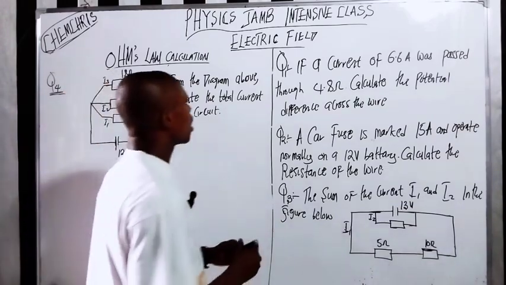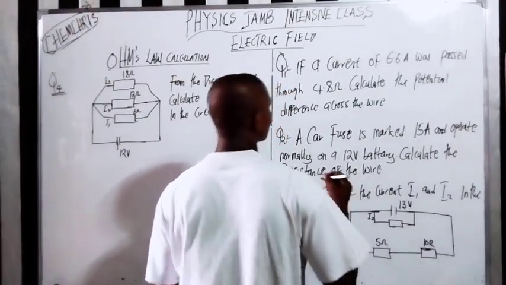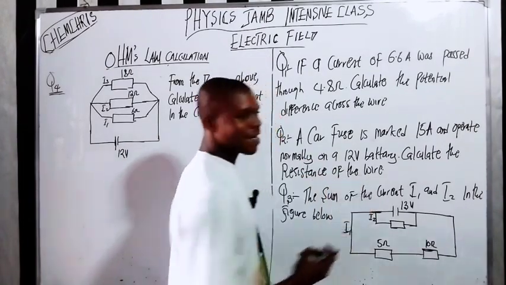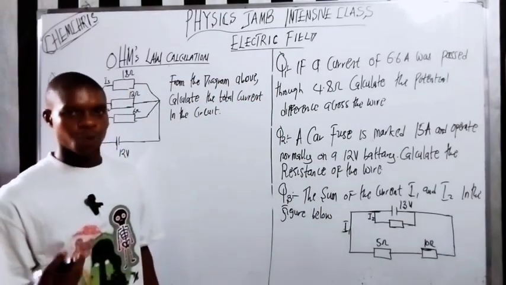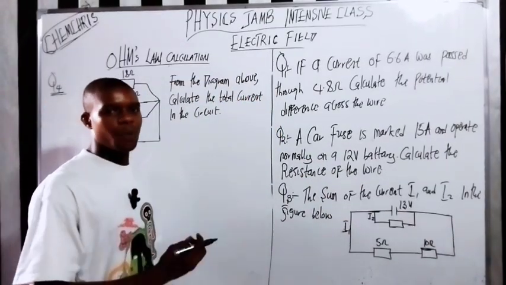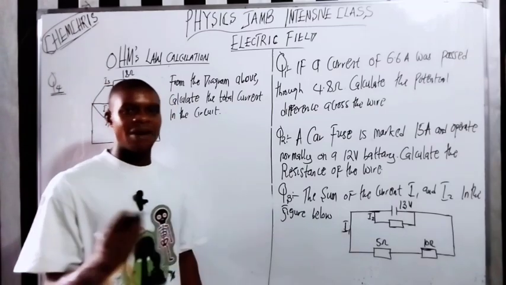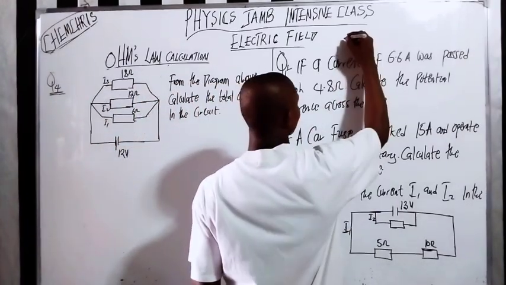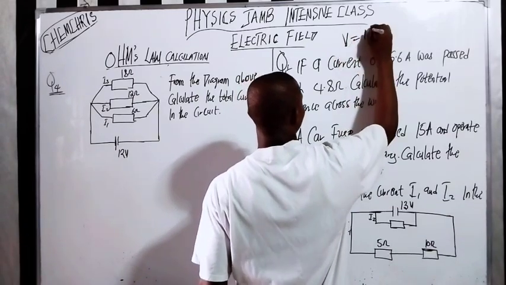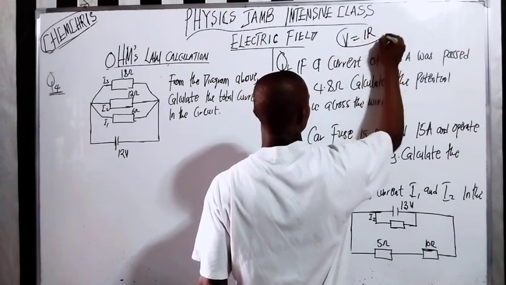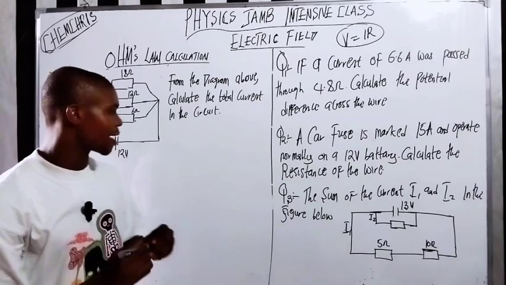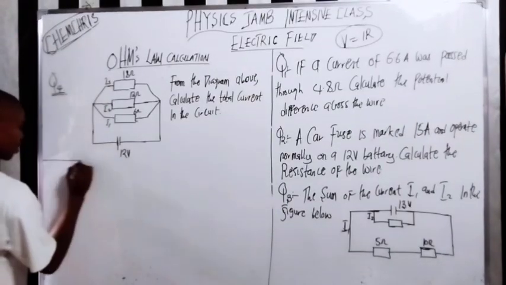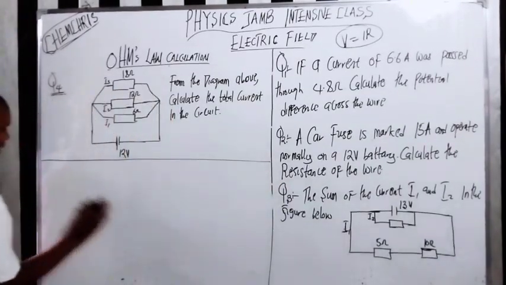Remember I told you that Ohm's law states that the current passing through a wire is directly proportional to the voltage, the potential difference, provided that the temperature and every other condition in the circuit remain constant. So we have V equals I R here, and this is what we want to use in our calculation.